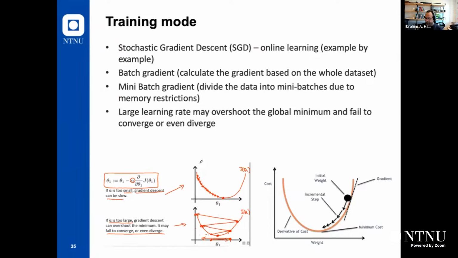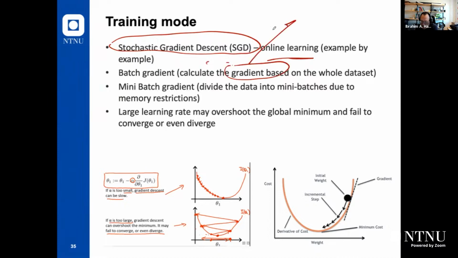So in this case, we have three learning modes. The first one is called stochastic gradient descent, or online learning, and we adjust the weights example by example. The second one is called batch gradient, and we calculate the gradient based on the whole data set. We calculate the gradient for each example, and when we finish the whole data set, we calculate the mean gradient. We use this mean gradient for adjusting the weights one time each epoch.